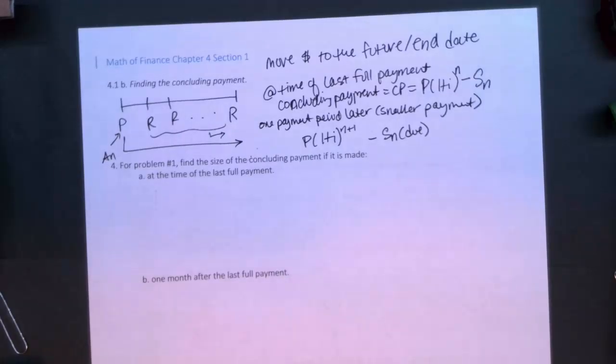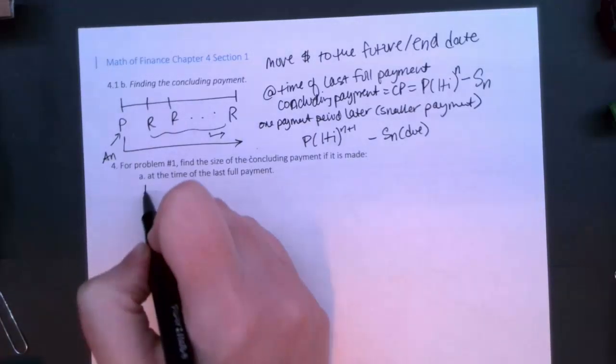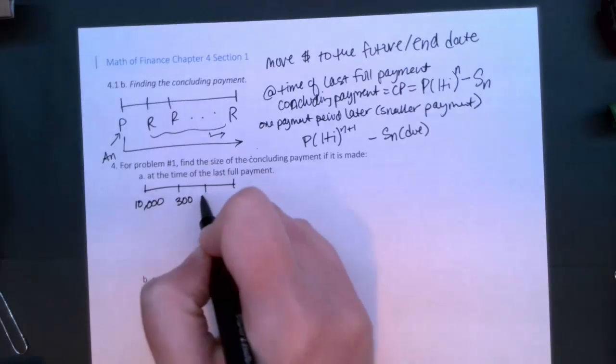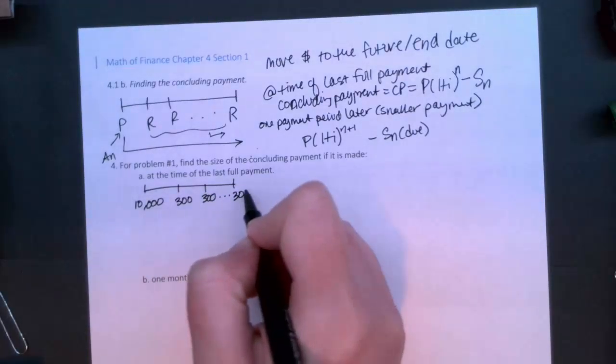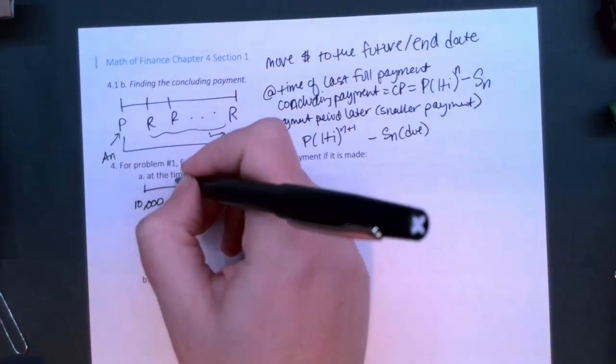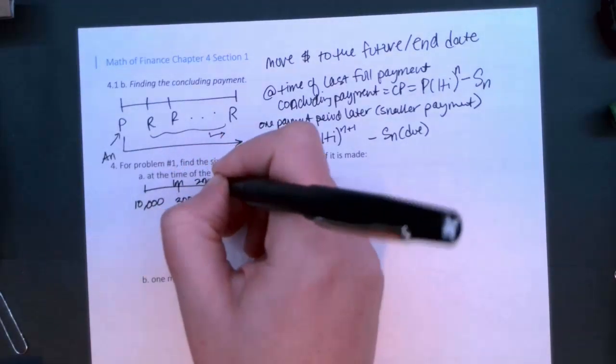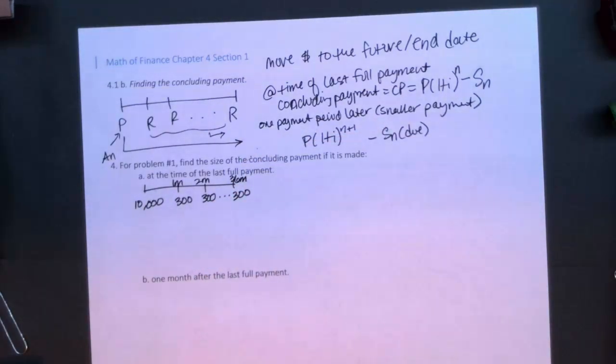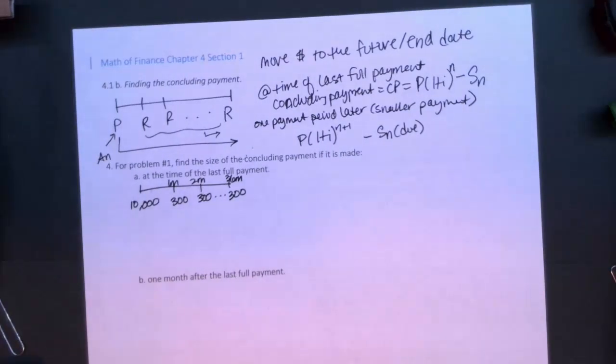Okay, so again, we're using the numbers from problem 1 to find the size of the concluding payment, if it's made at the time of the last full payment. So just as a refresher, I'm going to redraw the timeline so we have a visual. So we had $10,000, and then we made a payment of $300 for months. So we had 1 month later, 2 months later, and then this was at the 36-month mark. Okay, so there's going to be some left over because it doesn't take 36 payments. So we're going to make it at the time of the last payment. So that means this payment isn't going to be $300. It's going to be bigger than $300. It's called the balloon payment.